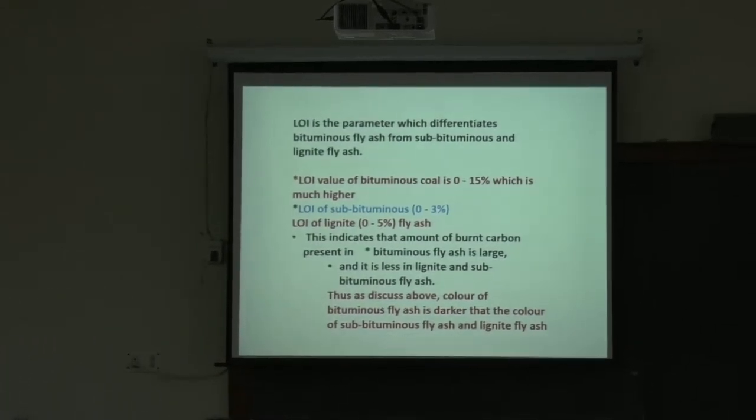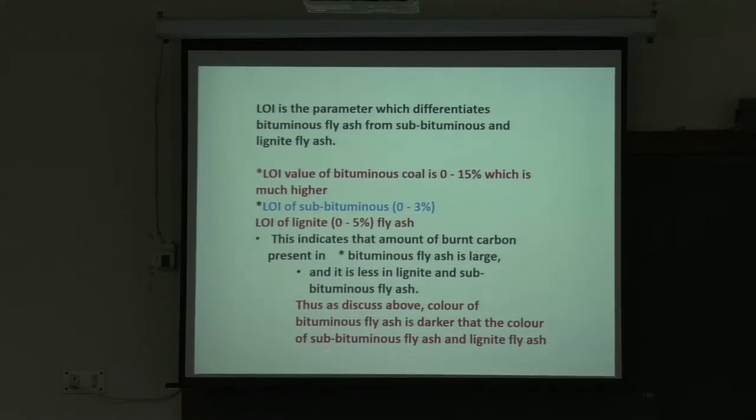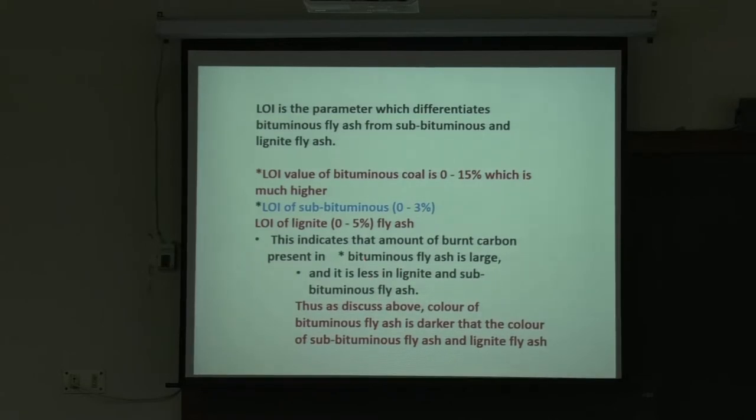This indicates that the amount of burnt carbon present in bituminous fly ash is large, and it is less in lignite. So what it means is that even after burning the coal, you actually have this much amount of carbon left there, whereas it is less in this one. The coal is burned, but that carbon is not burned. As discussed above, the color of bituminous fly ash is darker than the color of sub-bituminous fly ash, and so this one.